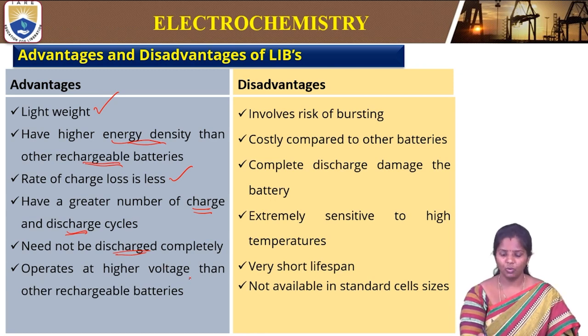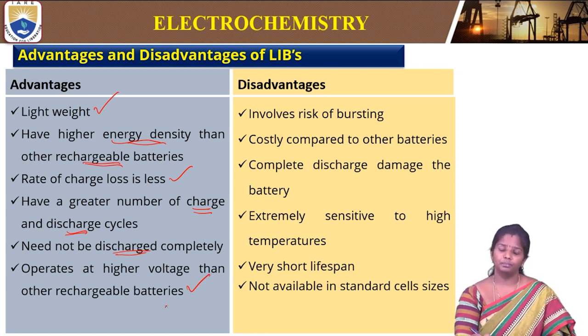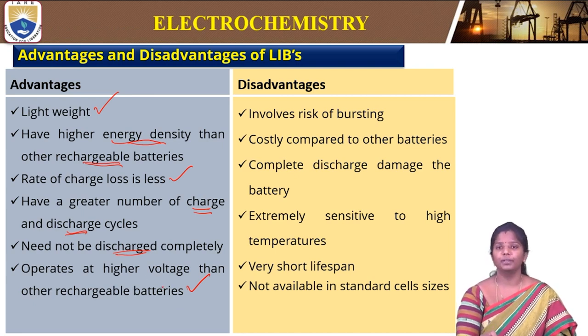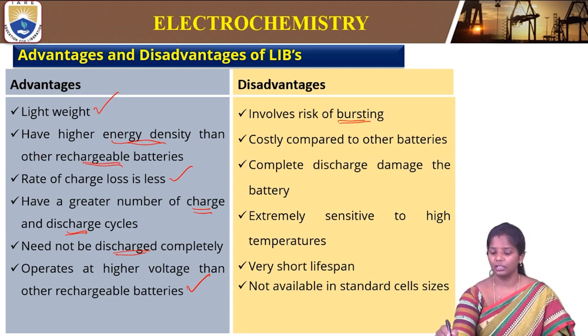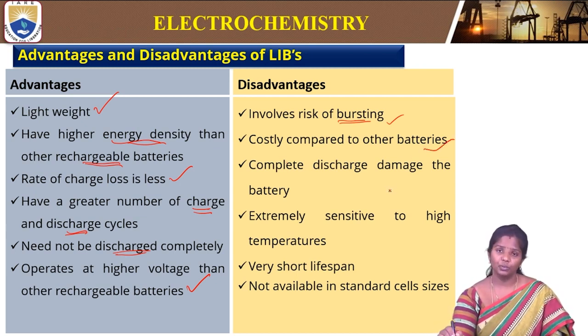Then it operates at higher voltage than other rechargeable batteries. It has very good voltage so that it can be used for higher applications like buses and cars. Then disadvantages involve bursting. When there are unusual reactions that take place, it can cause bursting. Then it is costly compared to other batteries, due to the lithium metal that we are using, which is a scarce metal in the earth's crust.